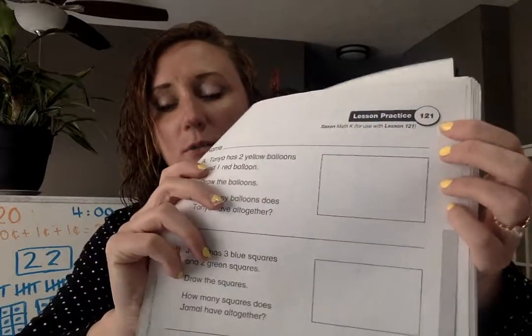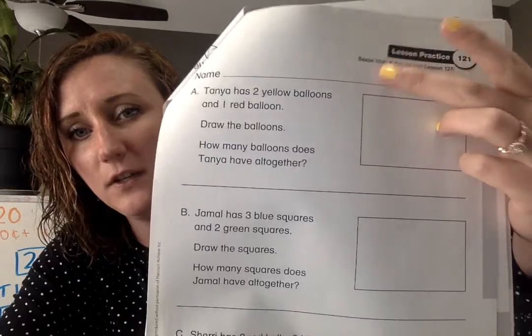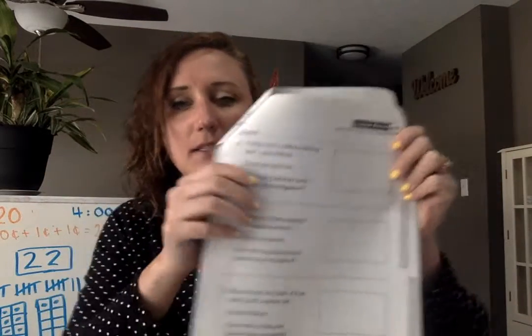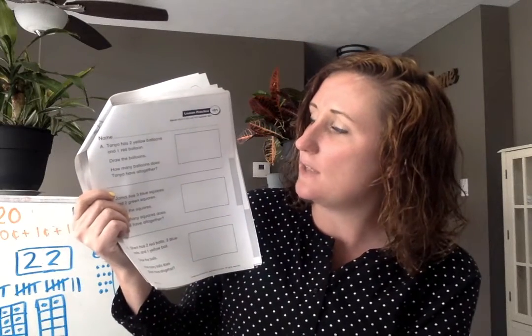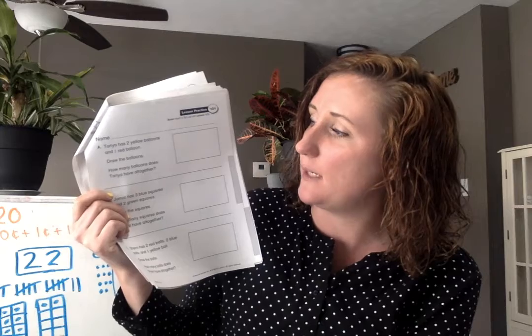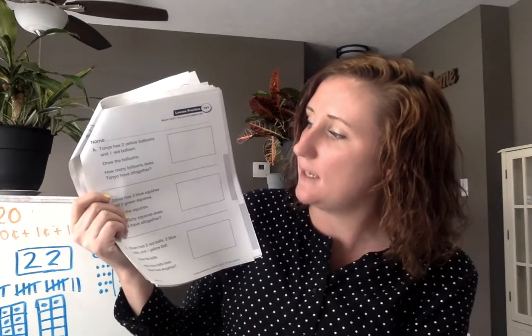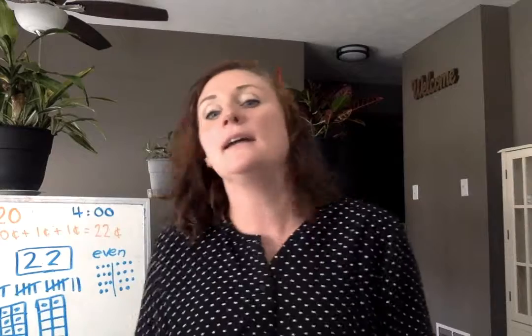So on your first paper, remember 121, it will look like this. Make sure you're writing your first and last name. You'll see all these words on one side and you'll see 3 boxes, okay? A says, Tanya has 2 yellow balloons and 1 red balloon. Draw the balloons. How many balloons does Tanya have together? So I'm going to do some examples on my whiteboard right here before we move on.